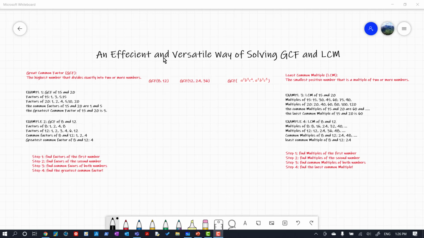Hello everybody. Today I'm going to share an effective and versatile way of solving GCF and LCM. So first I'm going to start from what is GCF and what is a very common, or very fundamental, way to solve a GCF. And I'm going to present a new way and my favorite way, which I think is a more efficient and versatile way of solving GCF. And also this way can both solve GCF and LCM.